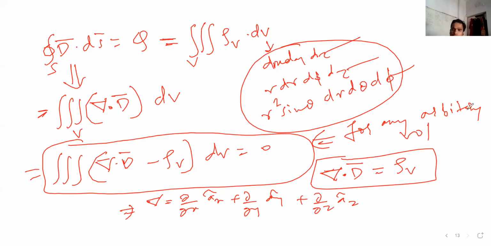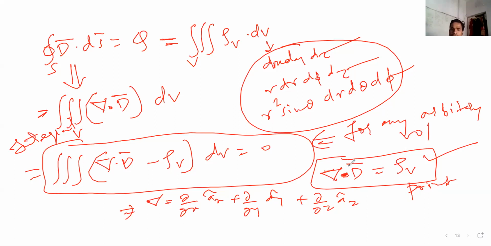So this is the relation which we get, which is called point form. This is called integral form, and this is called point form. Why? Because this is valid only at a particular point.